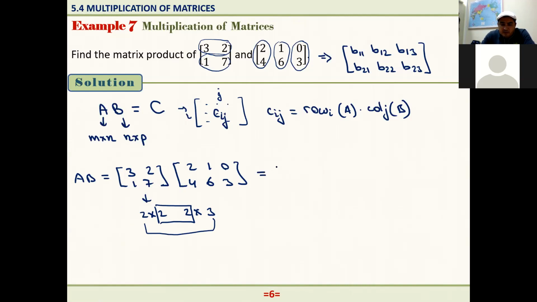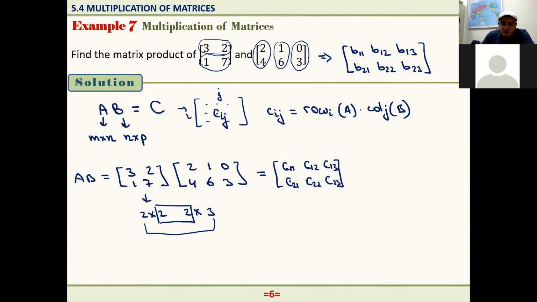That means I will have something like this here. 2 by 3 means it has 2 rows and 3 columns, with columns 1, 2, 3. Using variables, this one will be C11, this one C12, C13. And the second row: C21, second row first column, C22, second row second column, and C23.